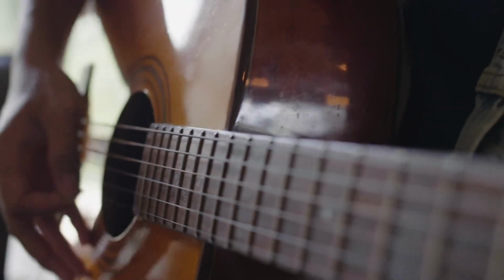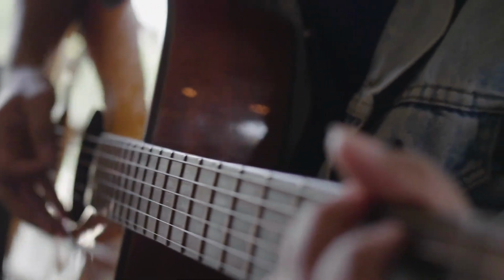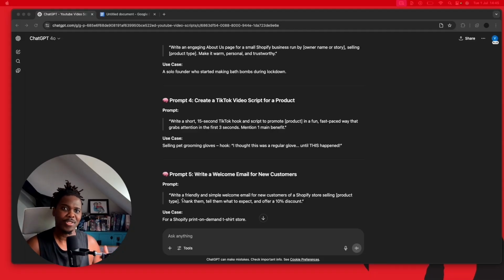Hundreds of different hooks that ChatGPT could potentially come up with. That saves you the brain space of coming up with that yourself. Instead, you're leveraging free AI tools that are available out there.